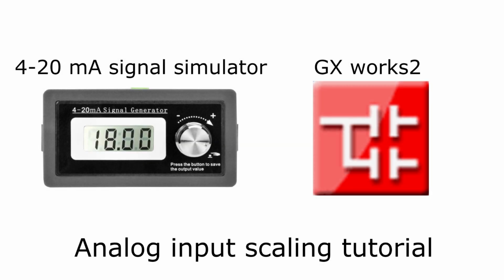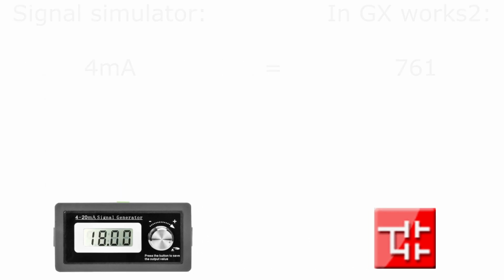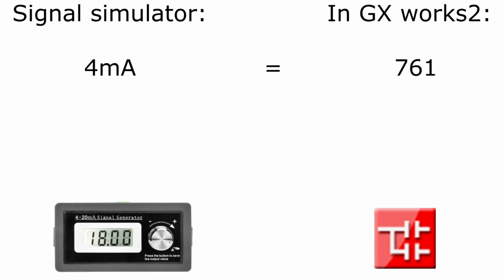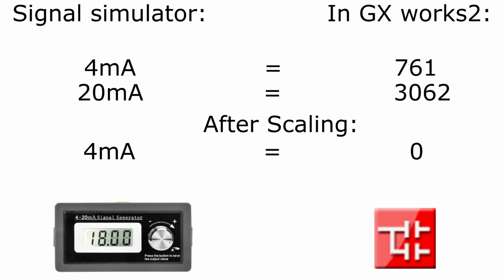In this video we will learn how to scale an analog input in GXWorks 2. In the previous video we learned how to connect and read an analog input. When we tested it out we found out that the lowest point of 4 mA was equal to the value 761, and that the highest point of 20 mA was equal to 3062 in the program when we read from the analog input channel. I will now show how we can scale it down to the value 0 when it is equal to 4 mA, and then how we can choose which value should be our maximum of 20 mA.